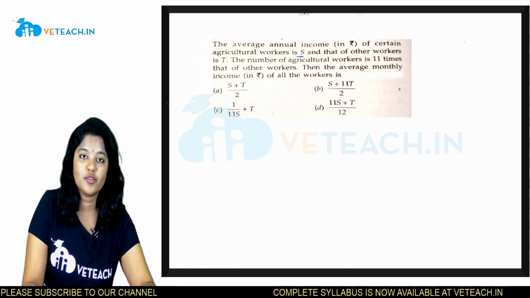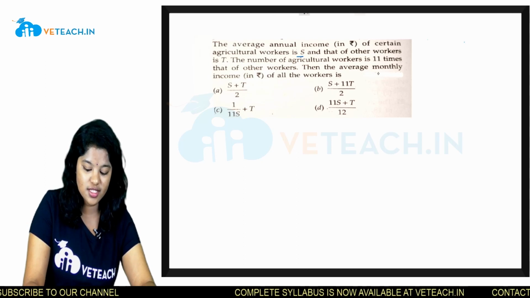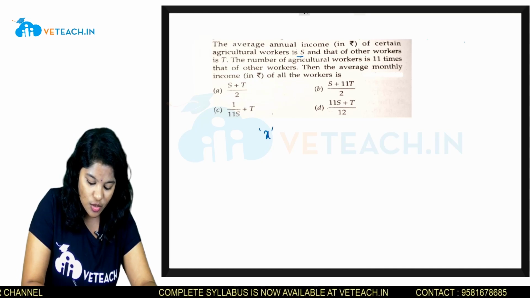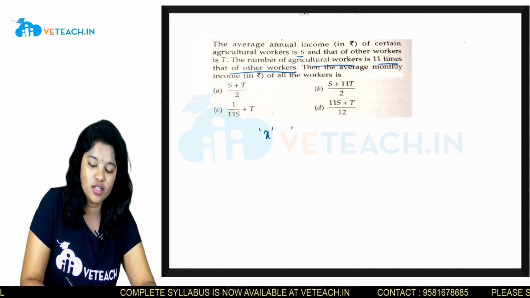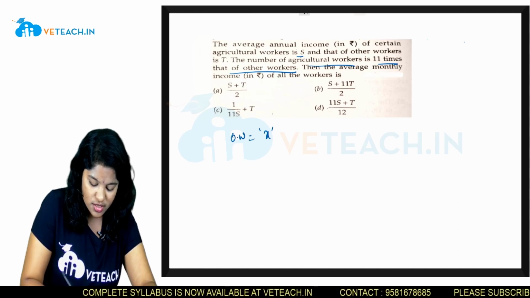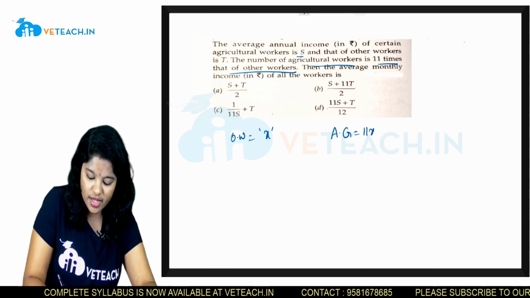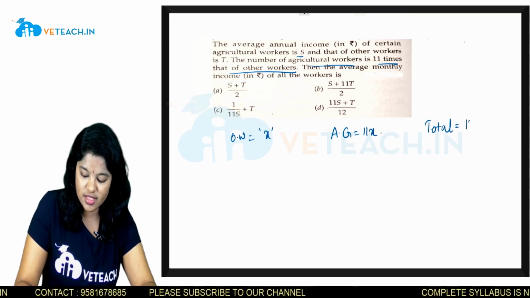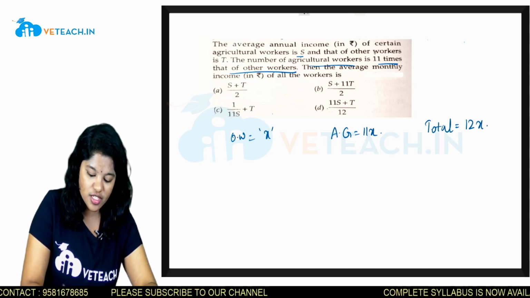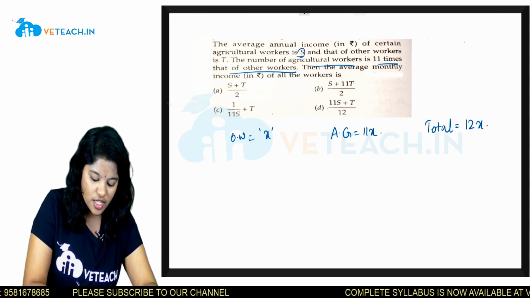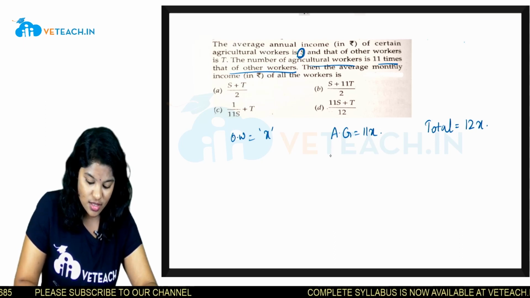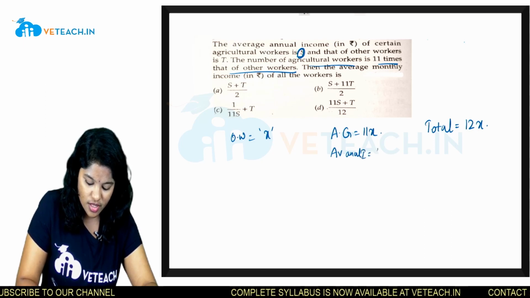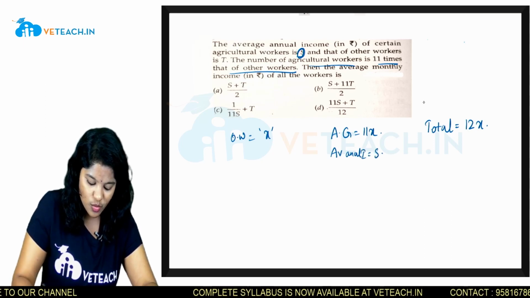So in total there are two types of workers: agricultural and other workers. Let the number of other workers be X. The agricultural workers are 11 times the other workers, so they will be 11X. The total number of workers will be X plus 11X, that is 12X. The average annual income of agricultural workers is S and that of other workers is T.